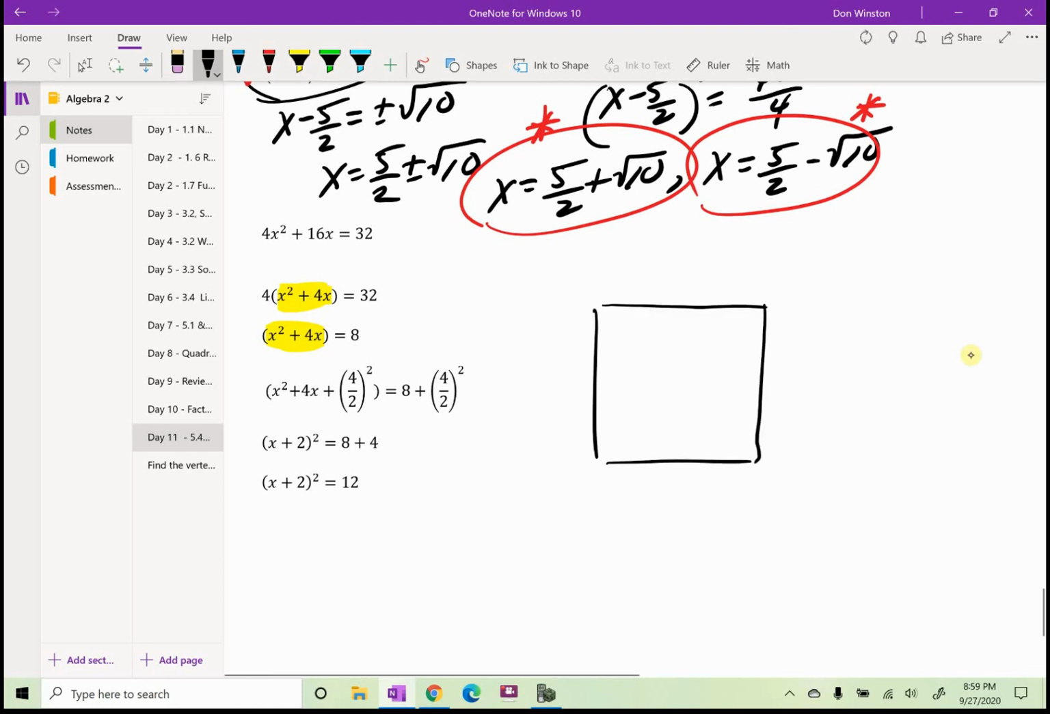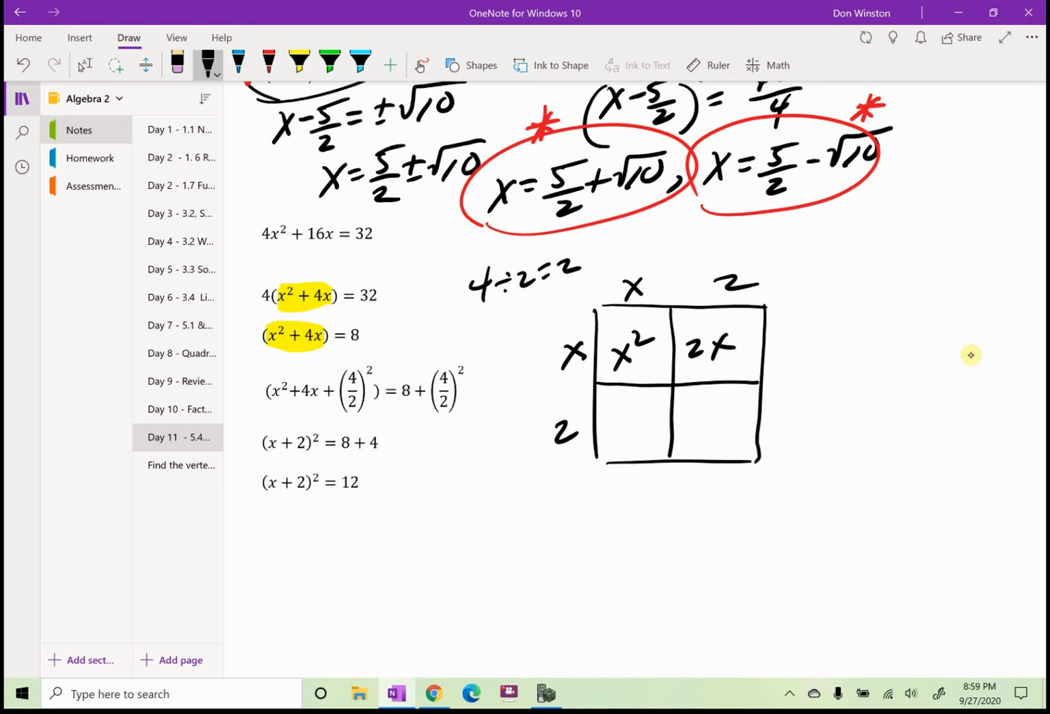And I show students completing the square like this, doing it visually, and I see students do this all the time. It really helps here. So we take that 4, divide it by 2, and that gives me 2. And so 2 and 2. Now we'll complete the square. And 2x, and there's my x squared plus 4x. That's what I started with.